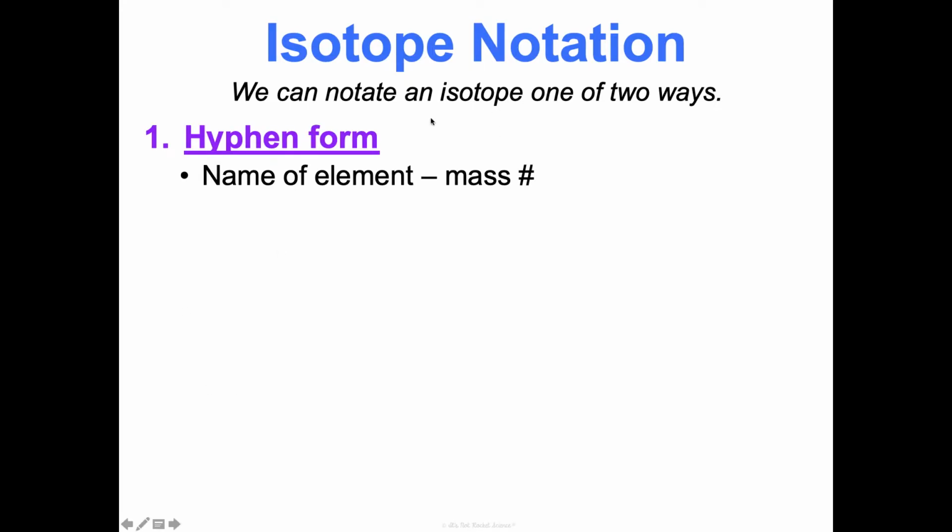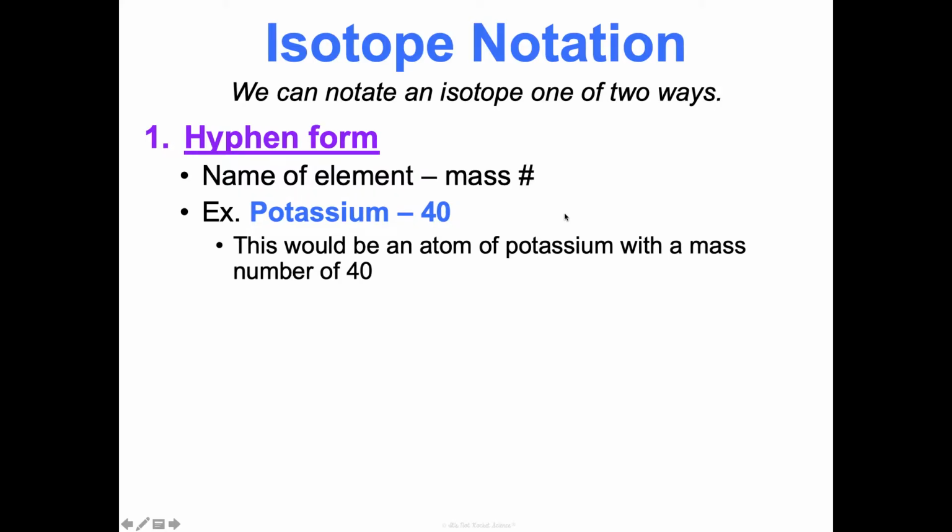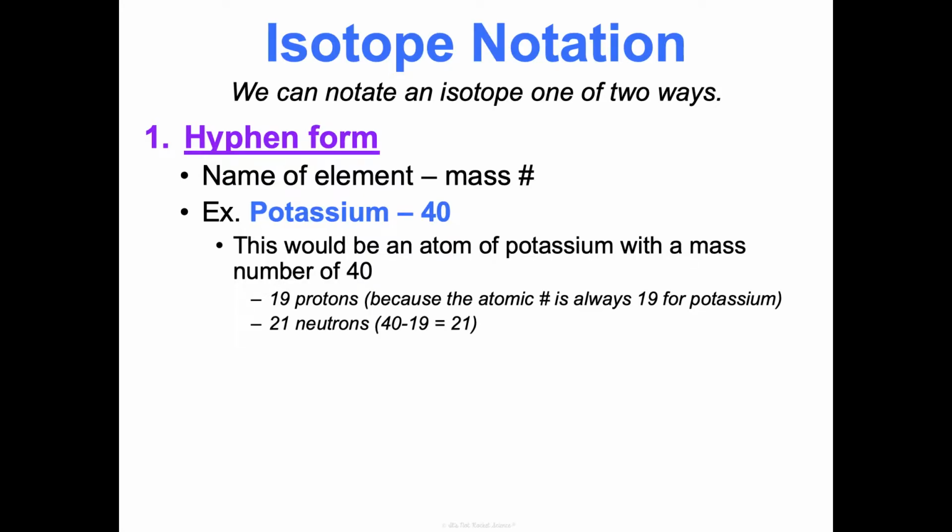Hyphen form is just the name of the element with a hyphen and then the mass number. That's it. So like potassium dash 40. This would be an atom of potassium that has a mass number of 40. If you look up potassium right now on your periodic table, you will see that potassium has 19 protons because it has an atomic number of 19. And if we take 40 minus 19, that will tell us the number of neutrons, which would be 21. Because again, 40 minus 19 equals 21.